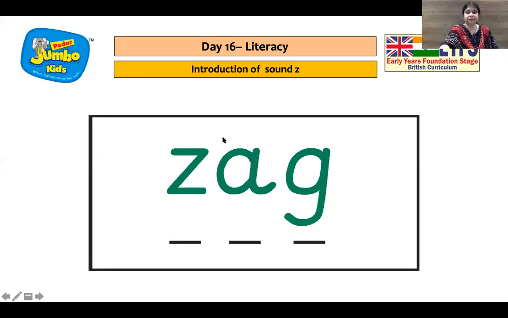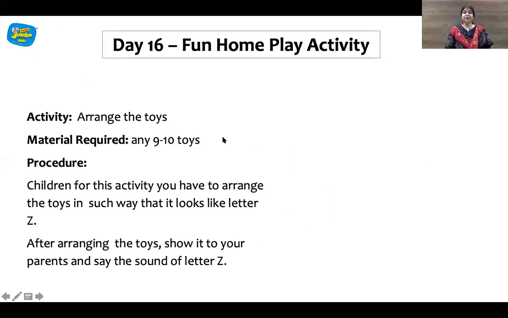Children, I hope you had fun playing this game with teacher. And now it's time for fun home play. And let's see what are you all going to do at home today. Here we go. So children, you are going to arrange the toys. So what you need is any toys, whatever you have. For example, you have a soft toy, hard toy, whichever toy you have, in a number that is about 9 to 10 toys. And after that, you have to arrange the toys in such a way that it looks like letter Z.